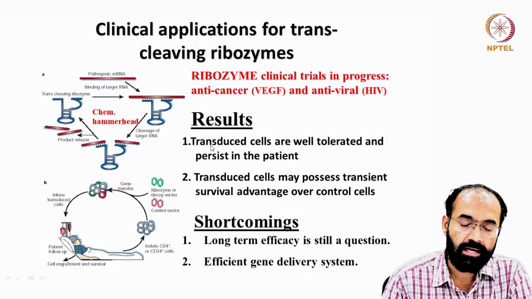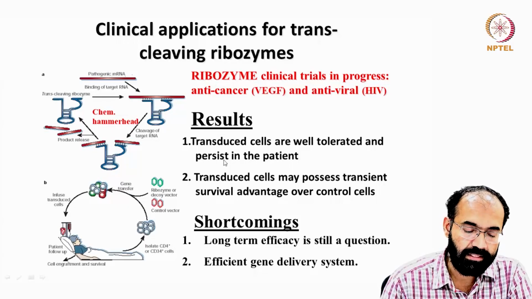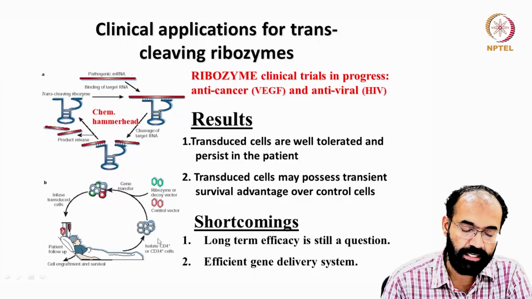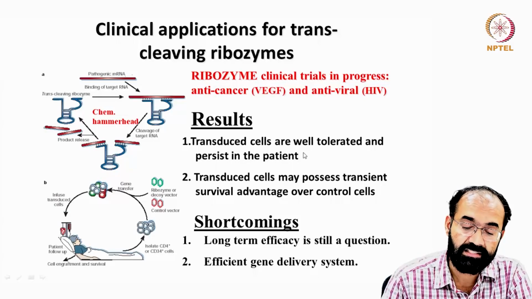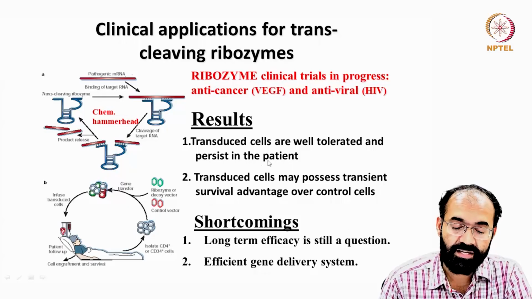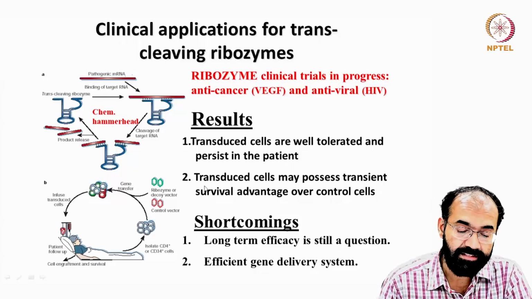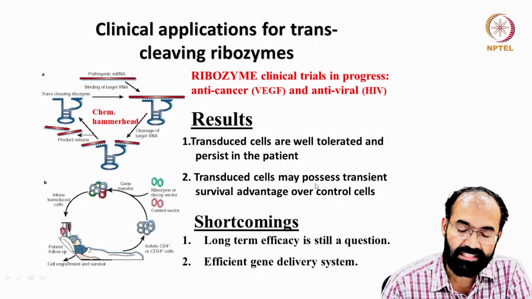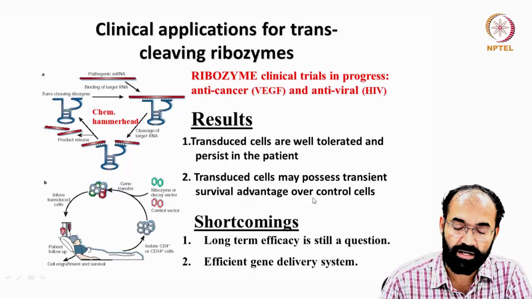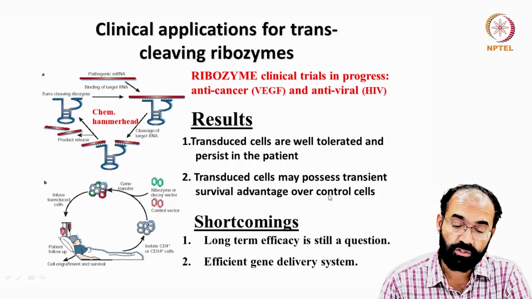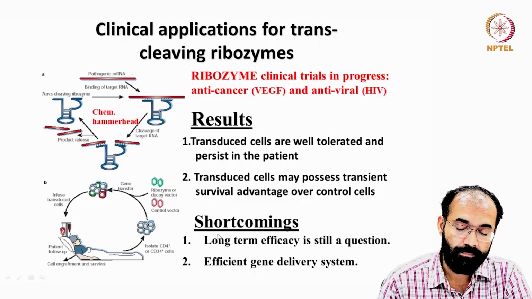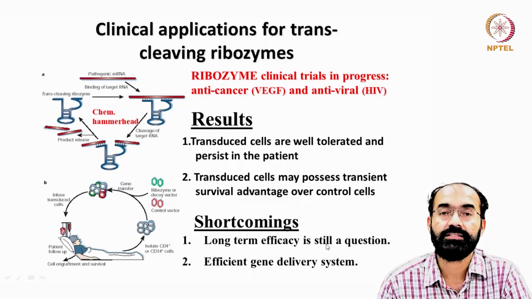So the results are, the transduced cells, as you can see here, transduced into the CD4 and CD34 cells, are well tolerated and persist in the patient. And the second result is that transduced cells may possess a transient survival advantage over control cells. Both are good. And the shortcoming, the long-term efficacy is still a question.